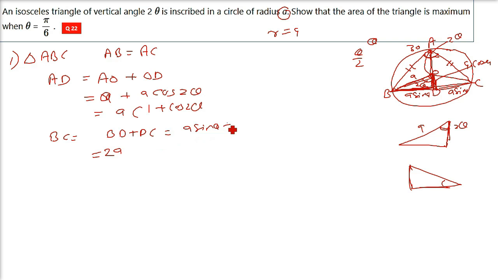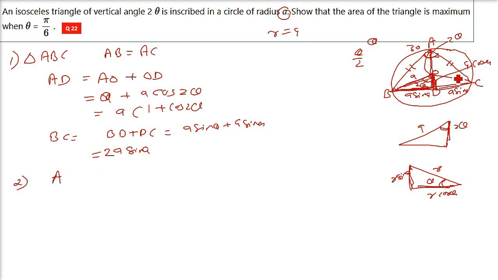BC is BD plus DC, and since they are equal, BD is coming from the triangle OBD. I am again saying if theta is this one, if this is R, the opposite side, the perpendicular side will be R sin theta, the base will be R cos theta. That's what we are using here. So a sin 2 theta plus a sin 2 theta will be twice a sin 2 theta. Wherever I am writing theta, just assume that it is 2 theta. I'll just change it, but you got the idea.